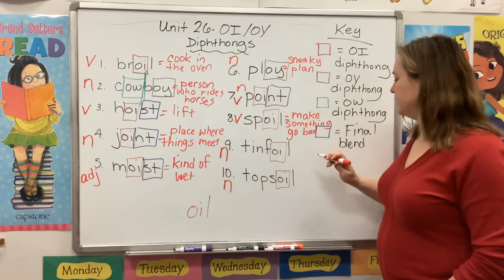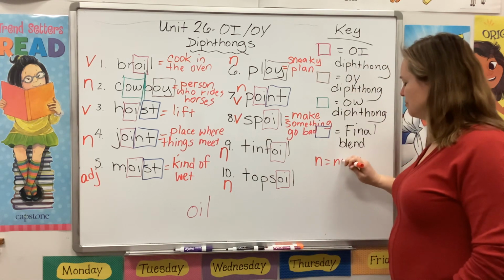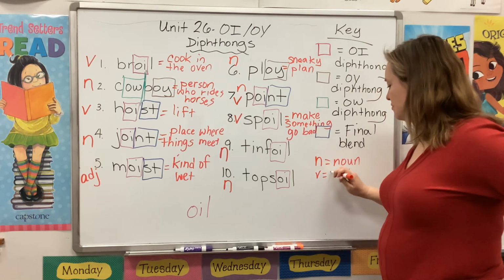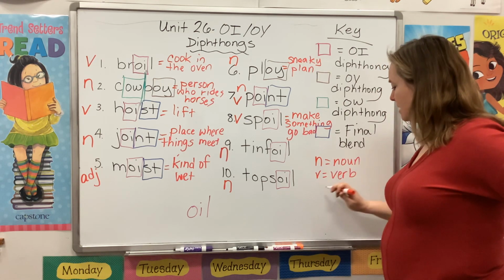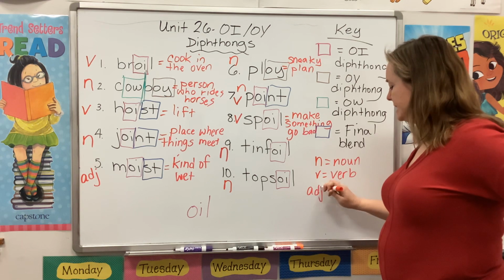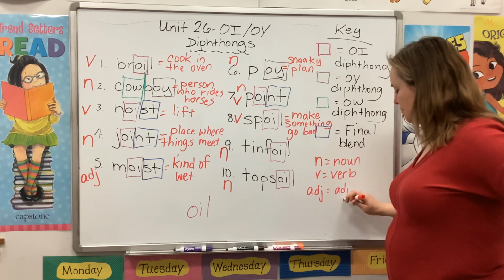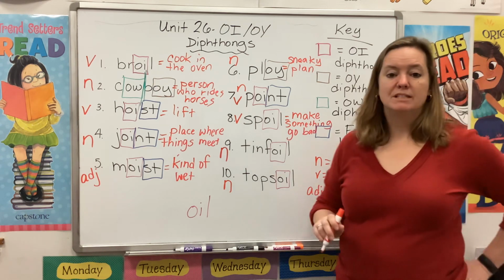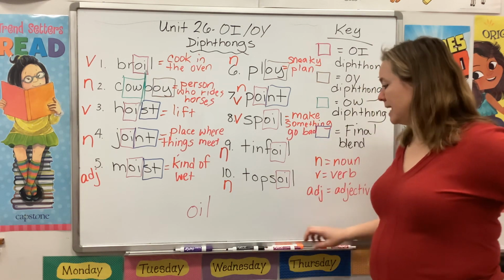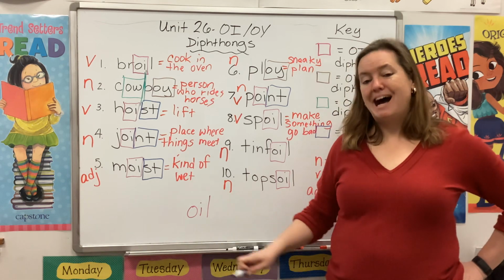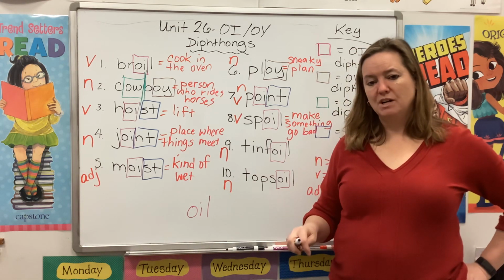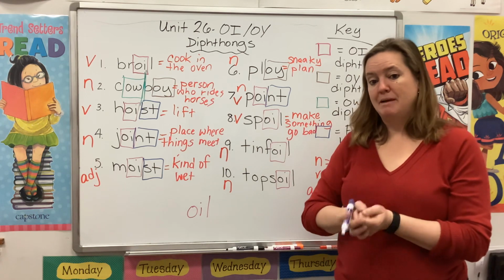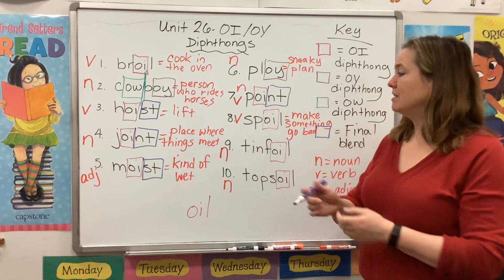Okay, so over here, N stands for noun, person, place, or thing. V stands for verb. Those are our action words. And ADJ stands for adjectives. Those are our describing words. The last thing I want to label here are compound words. Do you remember what those are? You take two words and glue them together to make a new word, right? So we have a couple here.